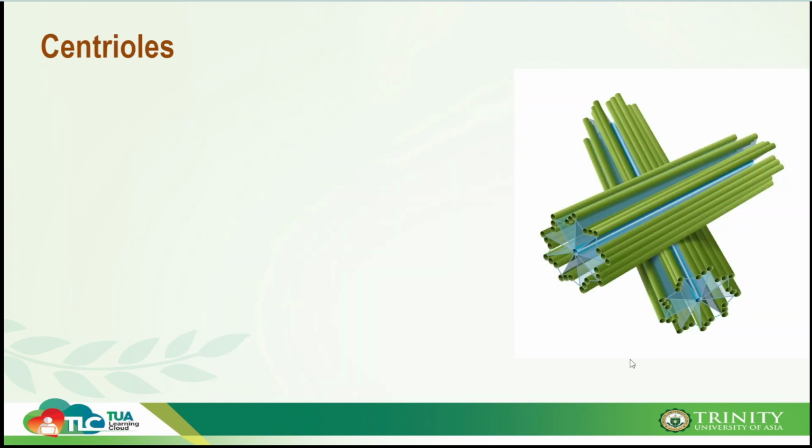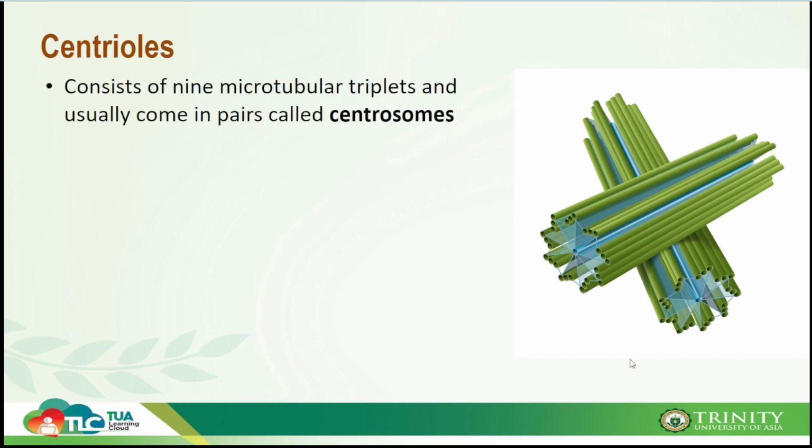Lastly, we have your architectural organelles or centrioles. They are composed of 9 microtubular triplets, which come in pairs. So if we only have one, then that is what we call a centriole. But if we have two, then that is what we call centrosomes. Alrighty. Now, what does it mean when it says 9 microtubular triplets?